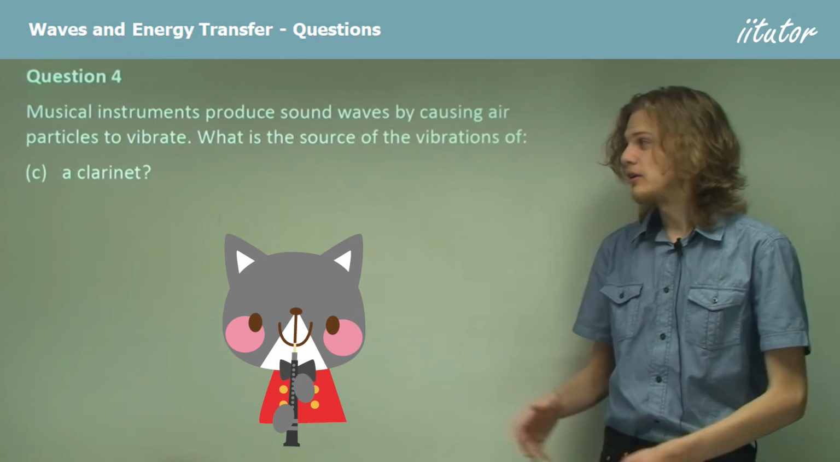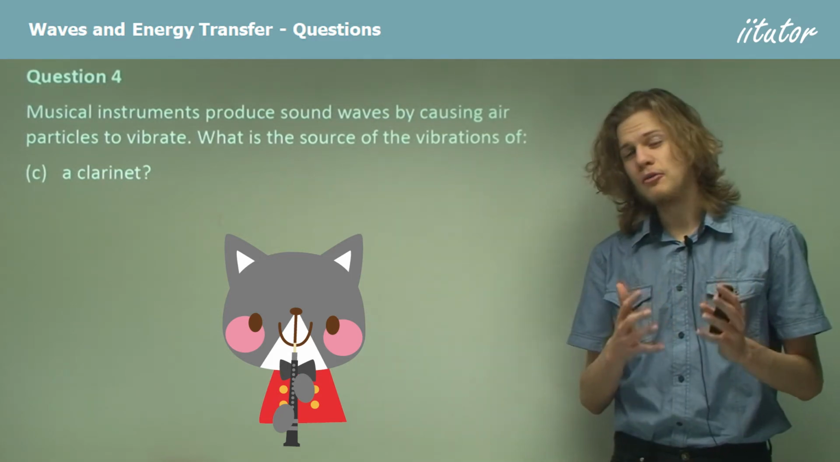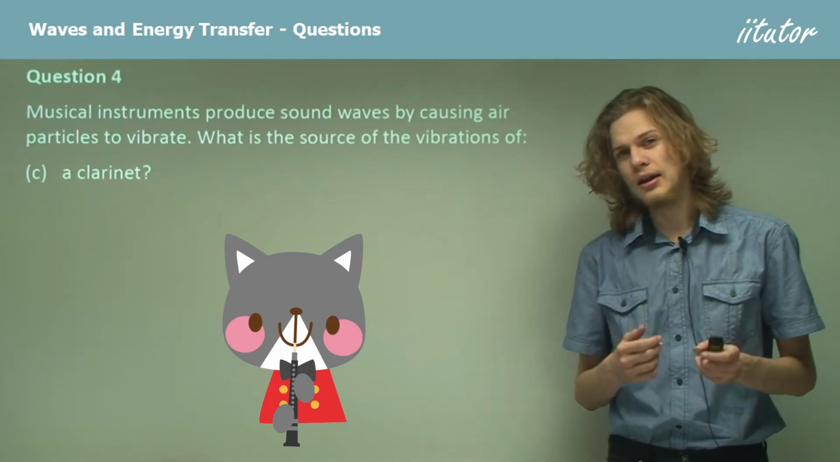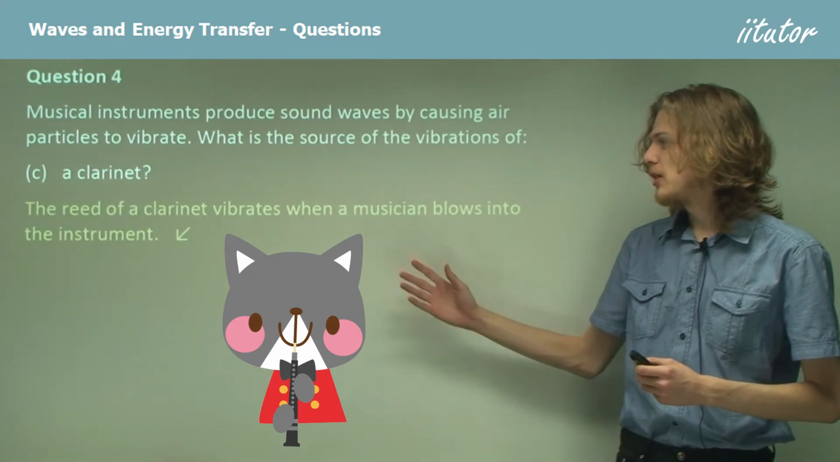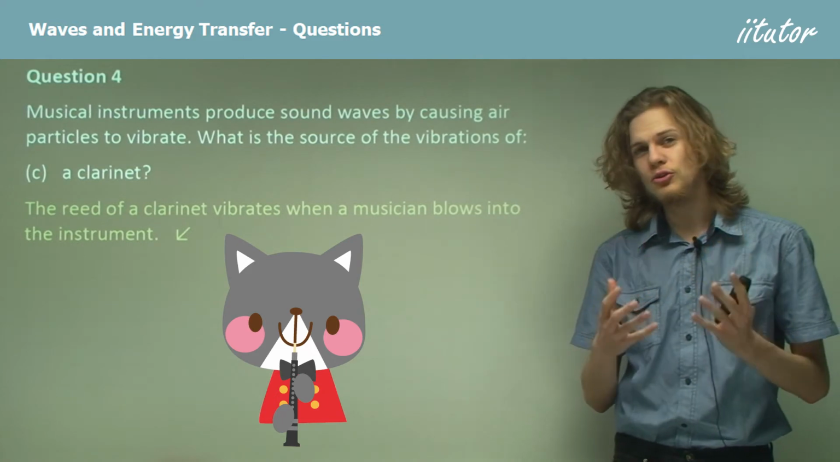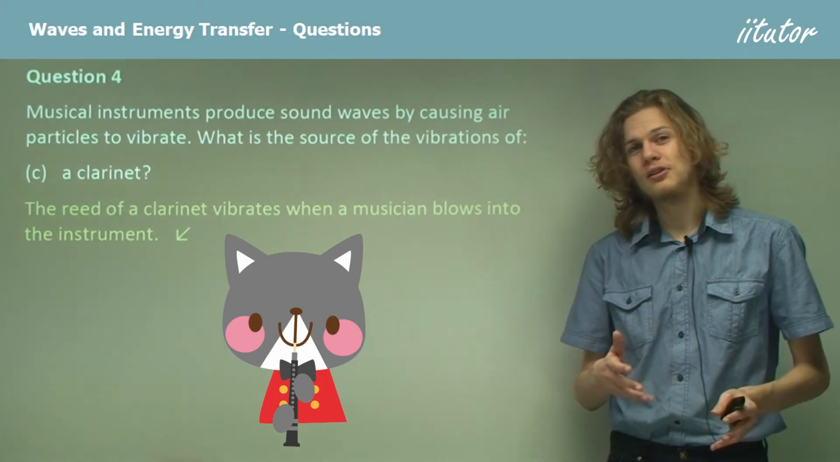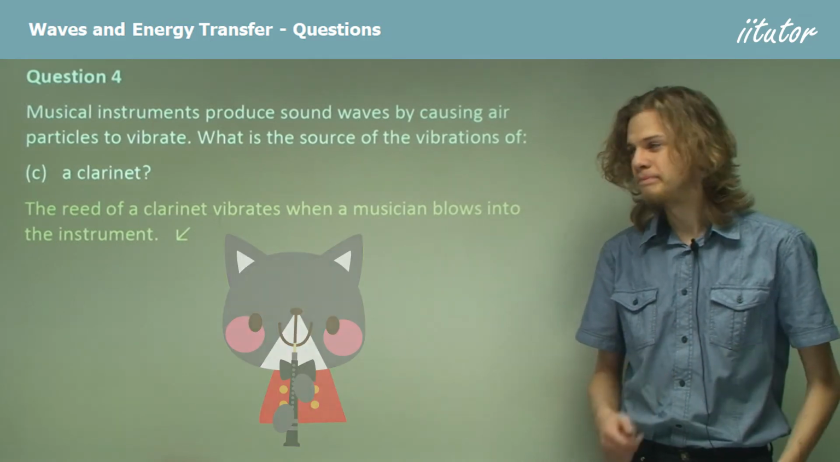Well, it turns out that in a clarinet, we have a reed in the mouthpiece. When the musician blows onto the reed, that reed will vibrate. So our answer here is that the reed of the clarinet vibrates when a musician blows into the instrument, and that is the source of the vibrations. This is why if the reed of a clarinet breaks, it'll stop working.